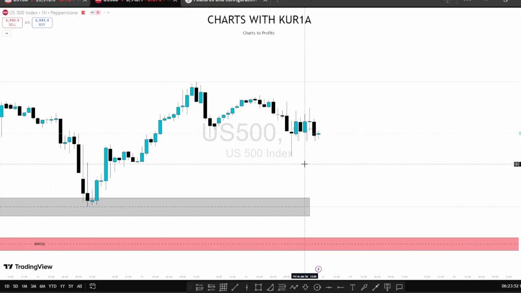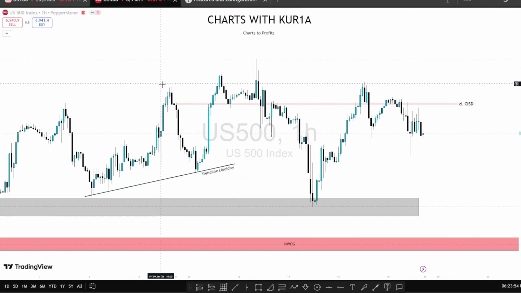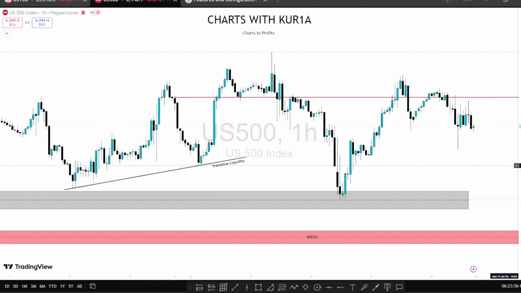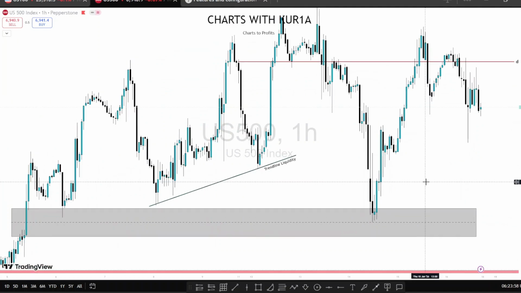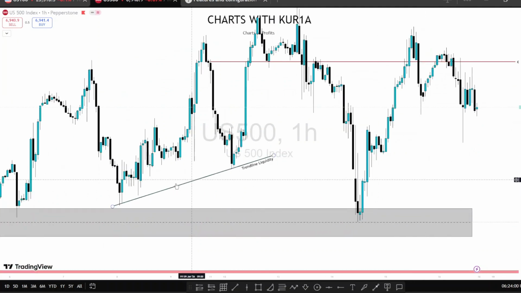So remember, I'm observing both assets at the same time, side by side. The trend and liquidity has been swept. We have tapped into the fair value gap, and this is at 11 a.m. So at 11, something interesting started to happen.